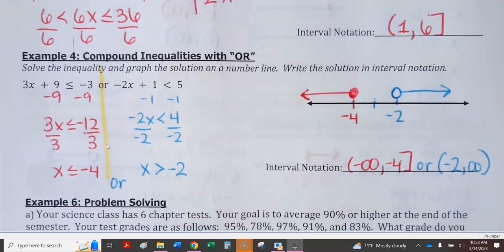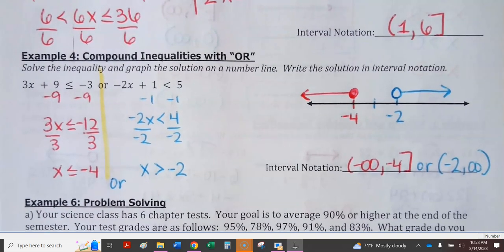Is anybody having a question? I'm going to stop there because we only have 2 minutes left. The word problems are very similar to what we did.